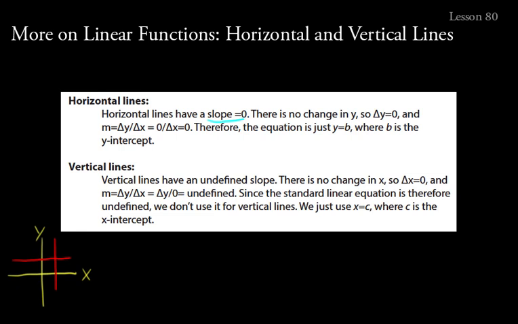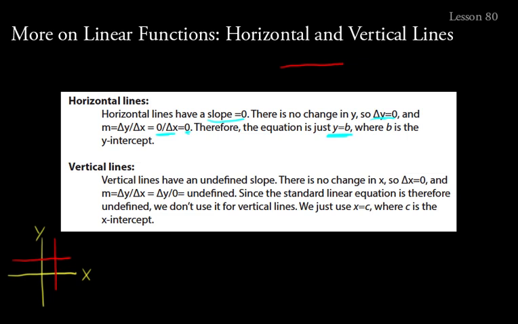If you look at a horizontal line, the way it goes from left to right, just flat, there's no vertical change. There's no change in y, so delta y equals 0. And the slope of a line, delta y over delta x, is just going to be 0 over delta x, which is just 0. So think about y equals mx plus b, your standard form. If m is 0, there's no mx part, because 0 times x is 0. It's just b. So that's the equation for a horizontal line.